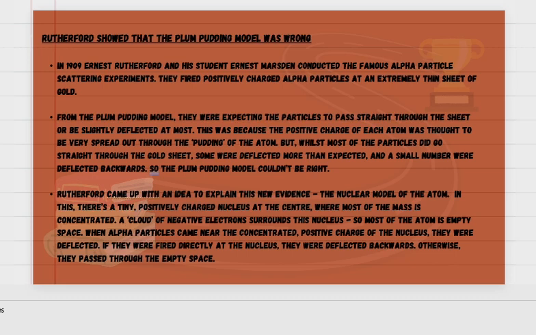When alpha particles came near the concentrated positive charge of the nucleus, they were deflected. If they were fired directly at the nucleus, they were deflected backwards. Otherwise, they passed through the empty space.